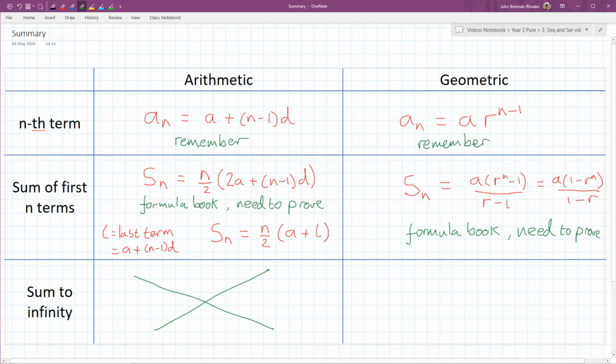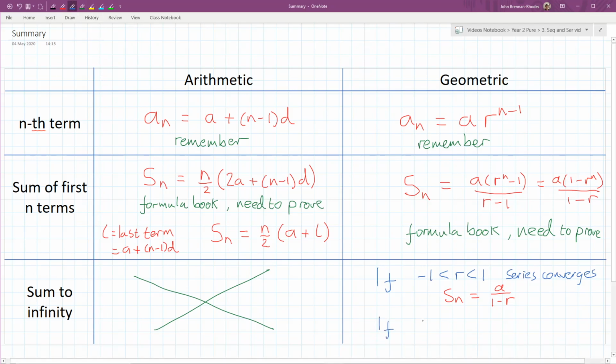Okay, and finally, with a geometric sequence, and this is really crucial, if r is between minus 1 and 1, not equal to minus 1, not equal to 1, the series converges, and we have that the sum to infinity is just a over 1 minus r. And that's for the reason that r to the n, in this formula here, will go to 0.